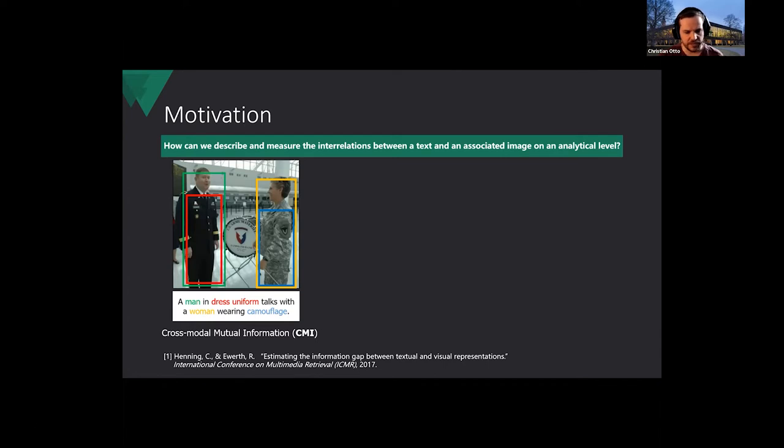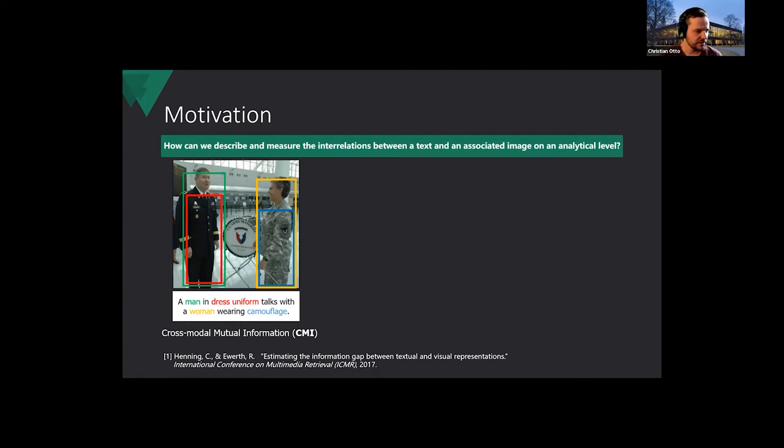And there is a publication from 2017 published by our group that tried to formalize this relation, and they called it cross-modal mutual information. So this is a measure you can imagine, if you want to measure it, from 0% overlap of image and textual entities up to 100%. So this is rather straightforward.